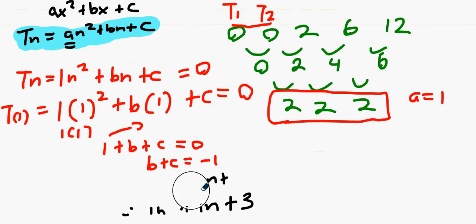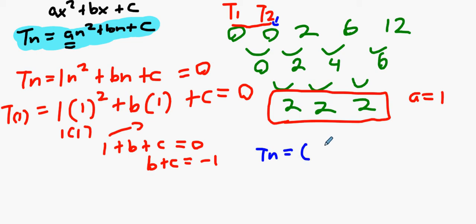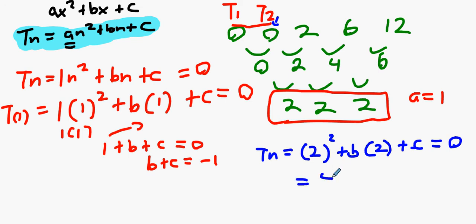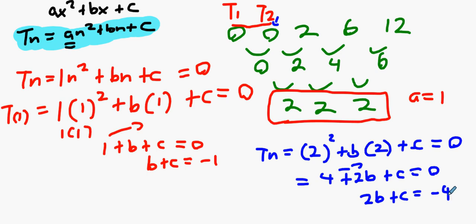Okay. Next thing you're going to do, guys, is you're going to replace all the n's with 2 this time. And the answer for this question will be 0. So Tn equals n squared plus bn plus c, so 2 squared plus b times 2. Why does it equal 0? Because in this question, T2 equals 0. Then you're going to get 4 plus 2b plus c equals 0. Bring the 4 over the other side. You get 2b plus c equals minus 4. There we go with that.